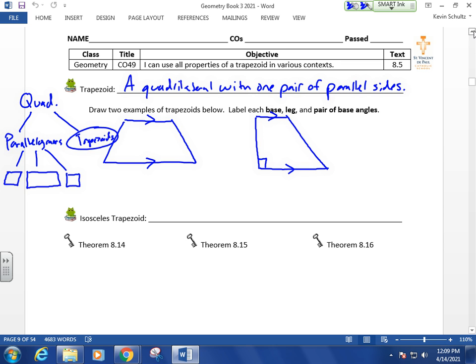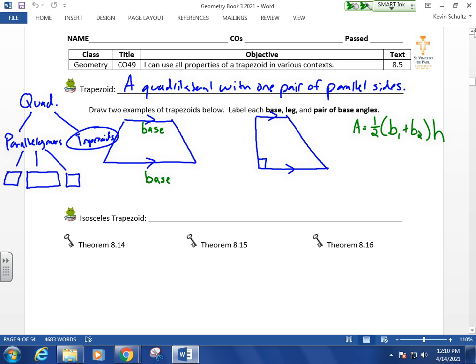So what are the bases? What are the legs? And what are the base angles? So the bases of a trapezoid, you have a base here and a base here. Okay, basically your parallel sides are considered the bases. And if you think about the formula for the area of a trapezoid, which is 1/2 times the sum of B1 and B2 times the height, B1 and B2 refer to the bases.